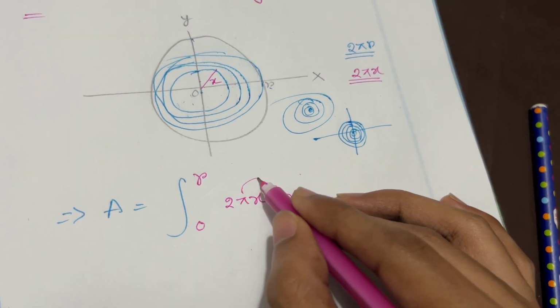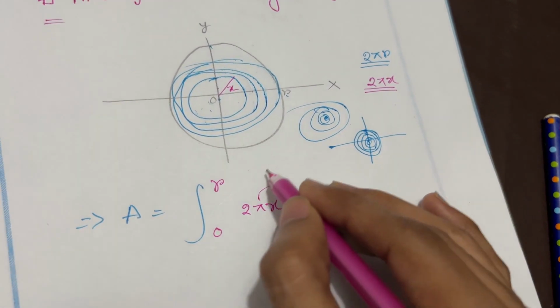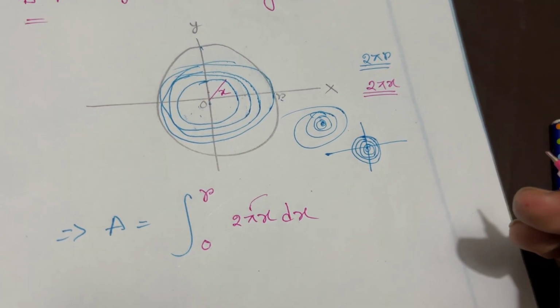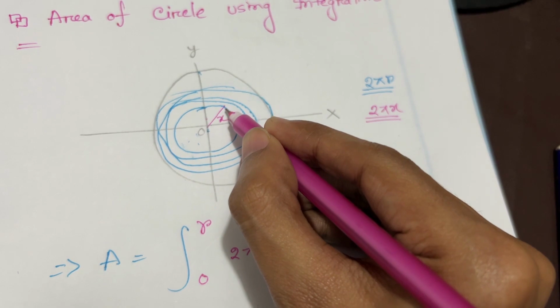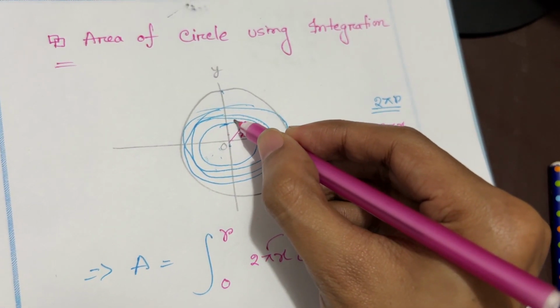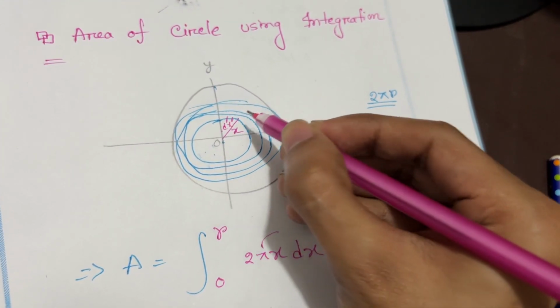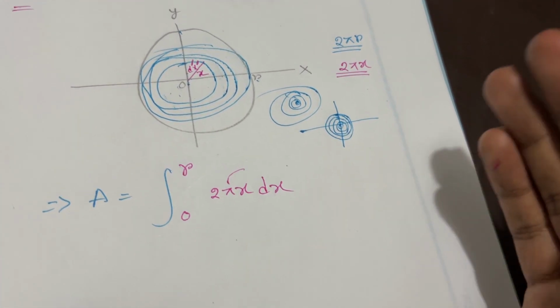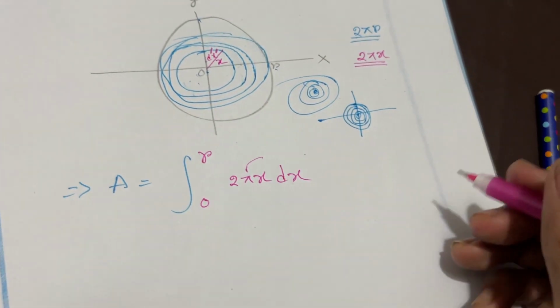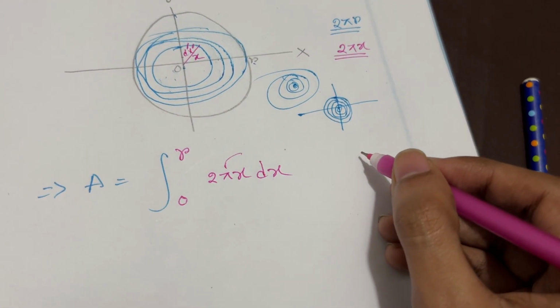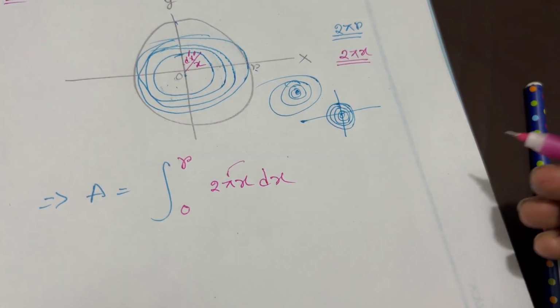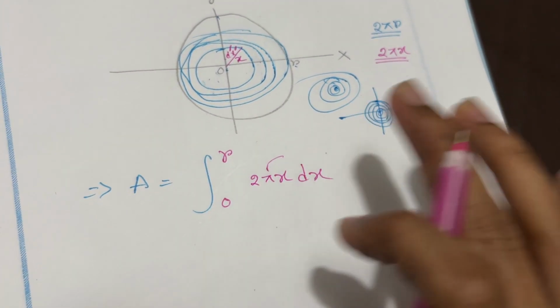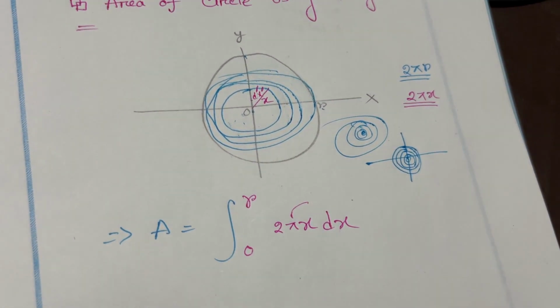So that's why 2 pi x comes from the circumference of the smaller circle, and dx is a very small length. You can just consider this as your dx. This is a smaller part. So what integration does is take all the smaller parts and add them, and differentiation is the opposite of it. It takes the bigger part and divides it by a smaller portion. Okay, so integration and differentiation are complete opposites.